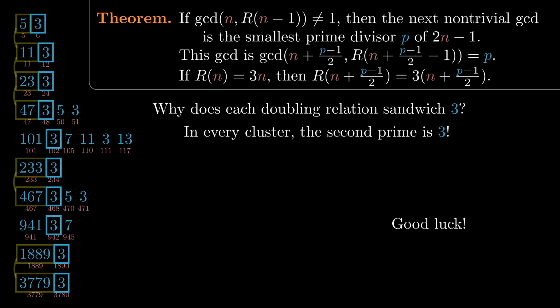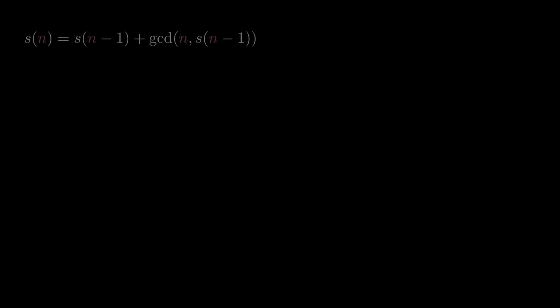Let's finish with some variations. Define a sequence S of n using the same recurrence, but instead of starting with 7 for the initial term, what if we start with 1?